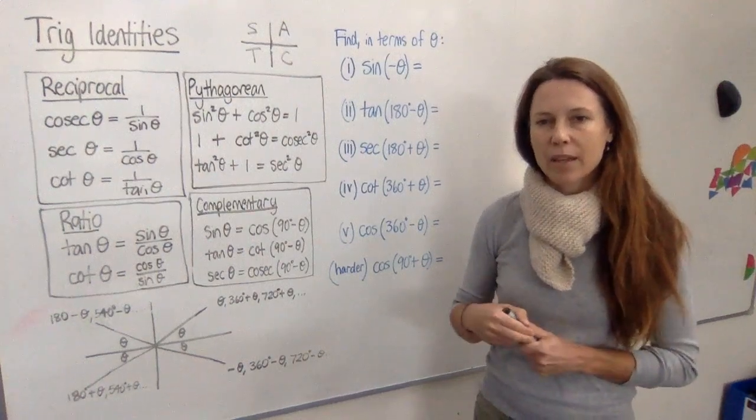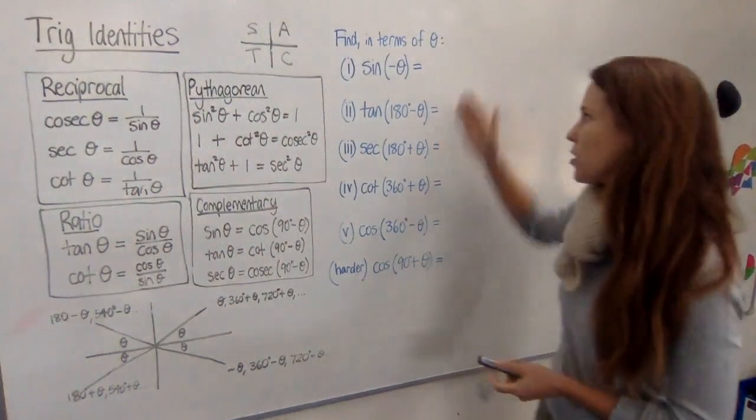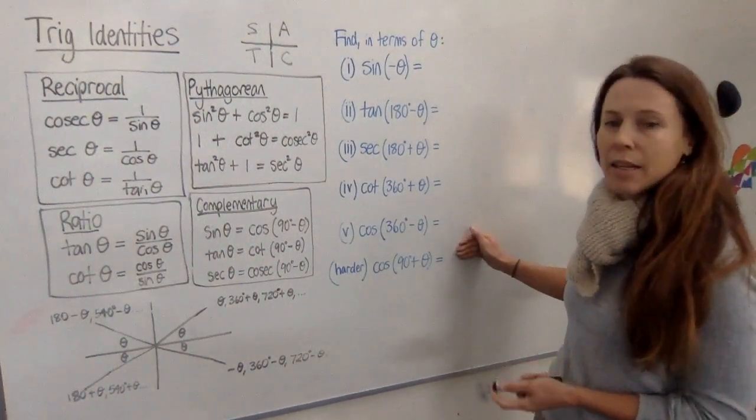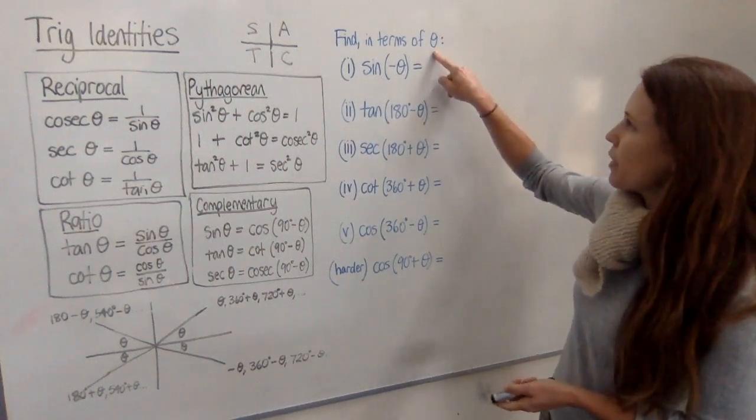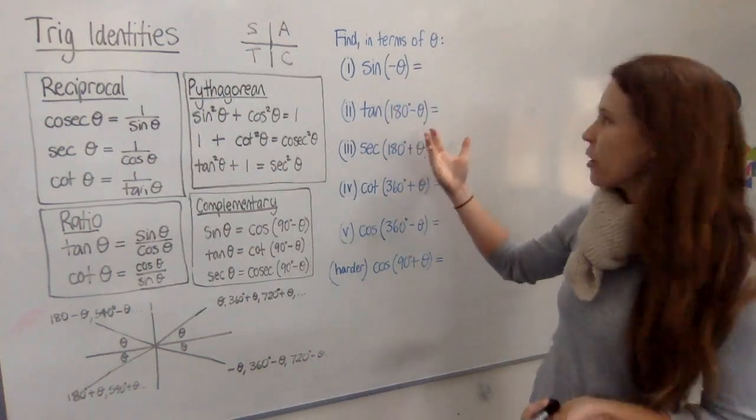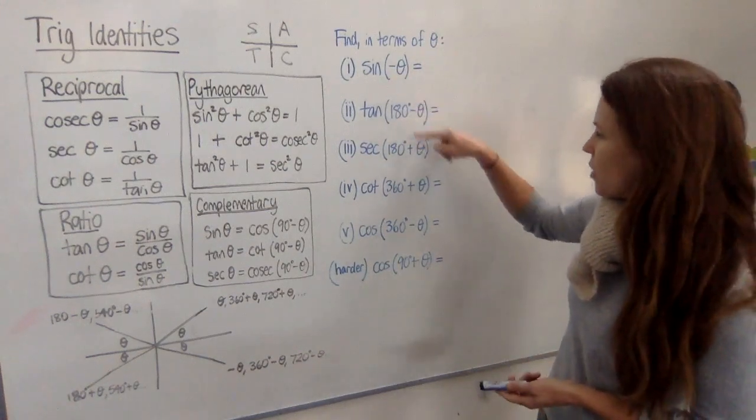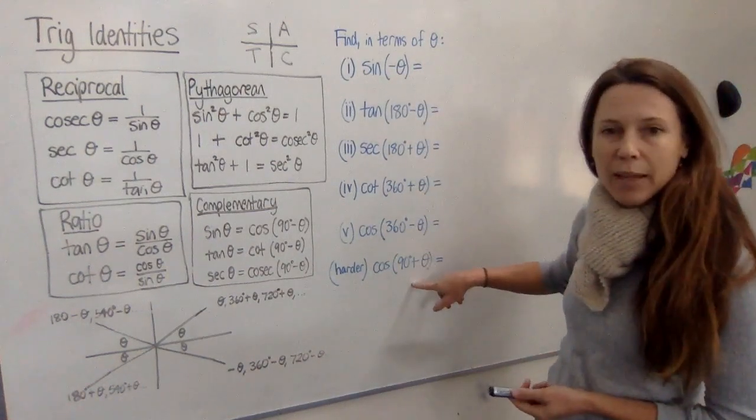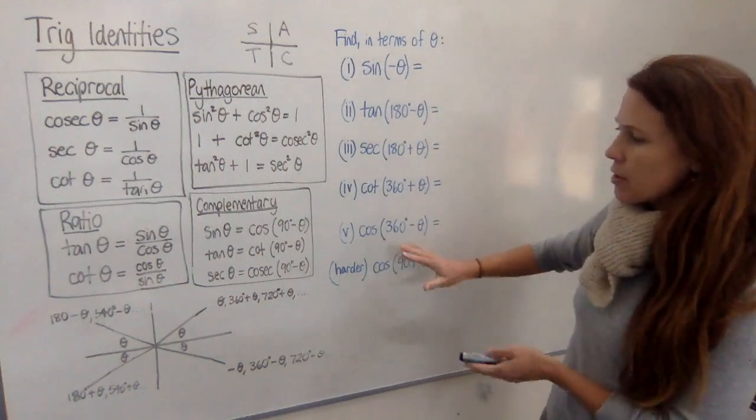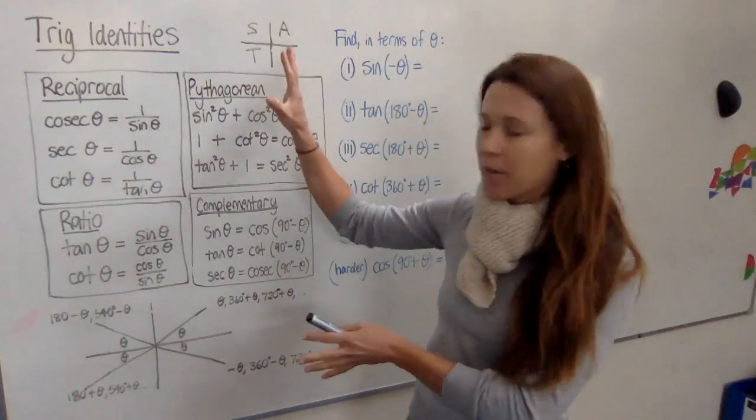Let's have a look at how we can play with trig identities to answer questions like these. Now, in all of these questions, we have to find a nice simple trig ratio in terms of theta. And what we've been given is negative theta, all kinds of other things in brackets to play with. So to be able to do this, it's good to be able to understand everything that we have here.